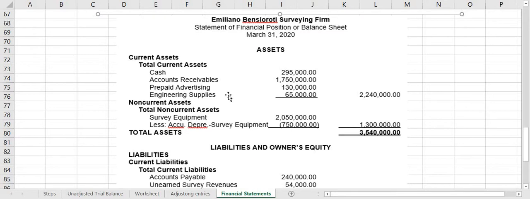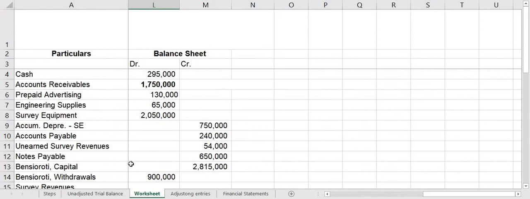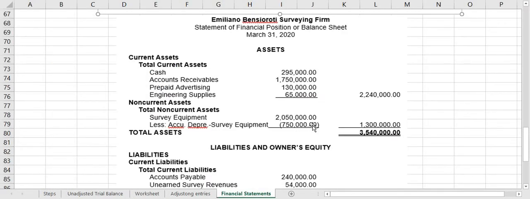So yung ating total non-current assets is of course the survey equipment, which is the 2,050,000 cost less the accumulated depreciation na 750,000. So ito yon. Less 750. Kaya may net tayo na 1.3 million na survey equipment.